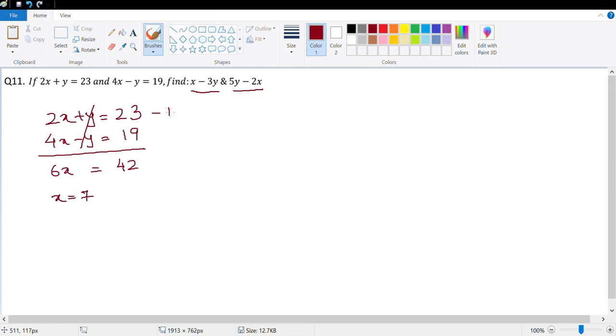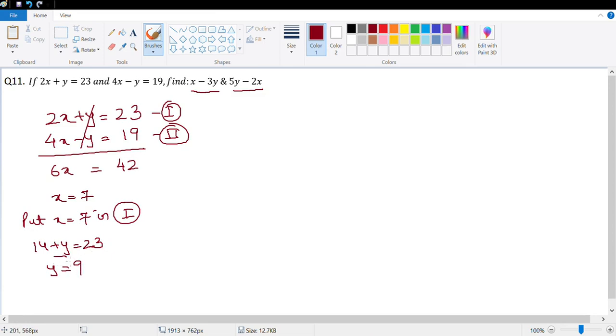Let's call this equation 1. Let's call this equation 2. So, put x is equal to 7 in equation 1 and we get 14 plus y is equal to 23, which means y is equal to 9. So that's our answer. x is equal to 7 and y is equal to 9.